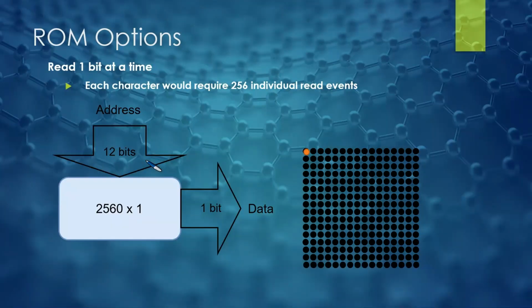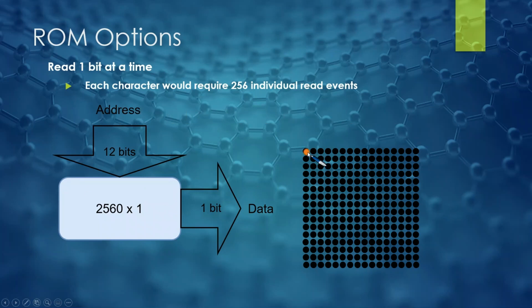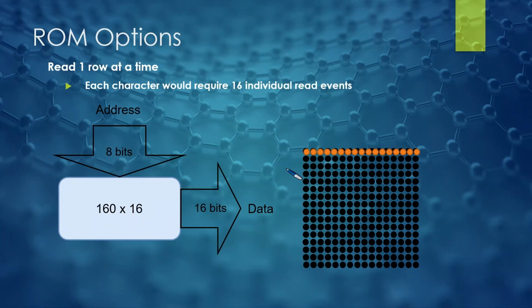Now we've got a few options on how we approach this. We could make a ROM which is 2,560 individual addresses with one bit each. But to do that, we're going to have to read 256 times. So the addressing on this can get a little bit ugly. So we'd read first LED, process it, second LED, process it, third LED, process it, and keep on working down like that. The second option is we do it a row at a time.